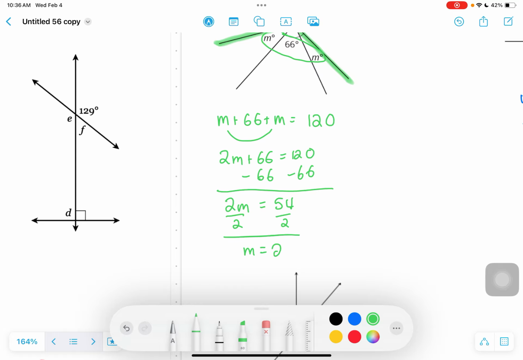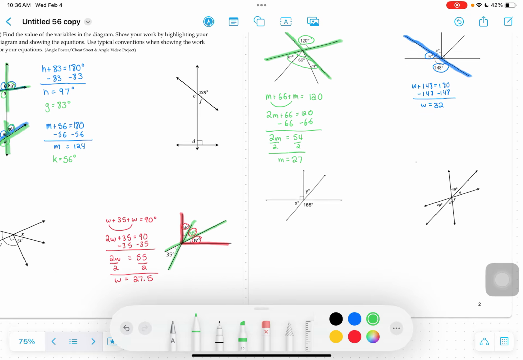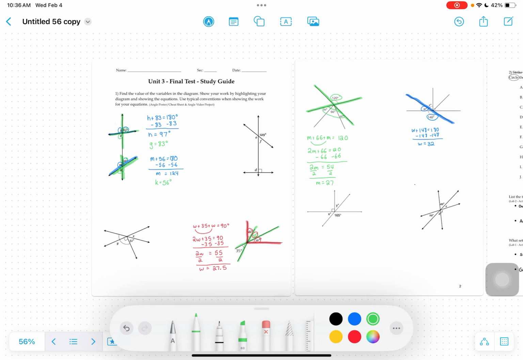M equals 27. To see other problems like this, please remember to check the solution.